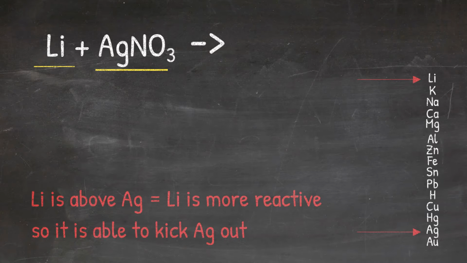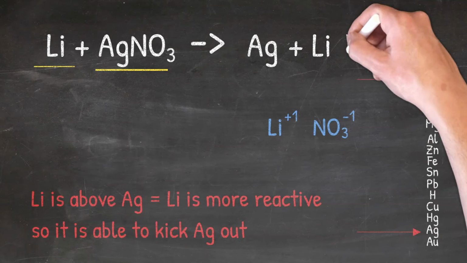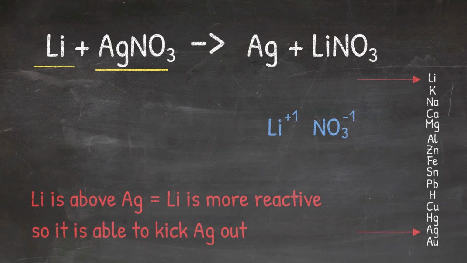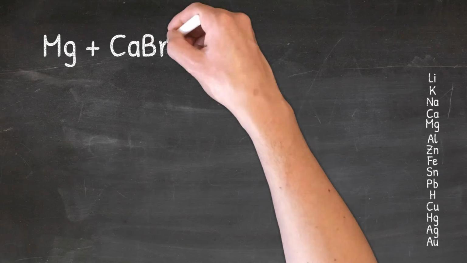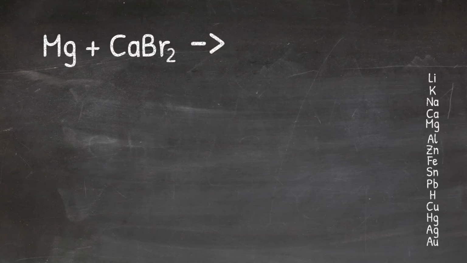So when I look at predicting the products, I'm going to put silver by itself, and then I'm going to bond lithium and nitrate together. Remember, when we bond elements together, we must consider their charges. I know that lithium has a +1 charge, and the polyatomic ion nitrate, or NO3, has a -1 charge. If I'm canceling out these charges, I only need one of each, so I'm going to write the formula LiNO3. I don't need to go back and worry about balancing because, as you can see here, this equation is already balanced. In our next example, we will look at the reaction when Mg reacts with the compound CaBr2.